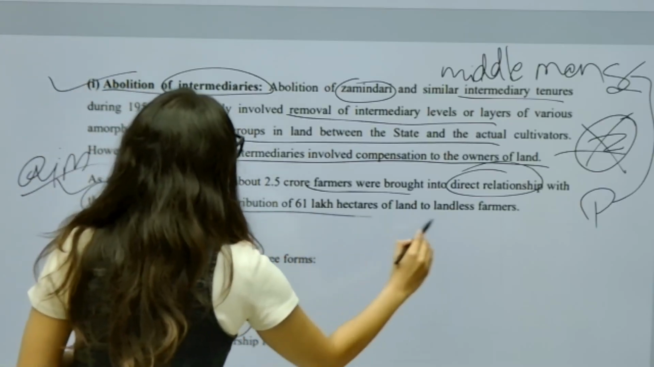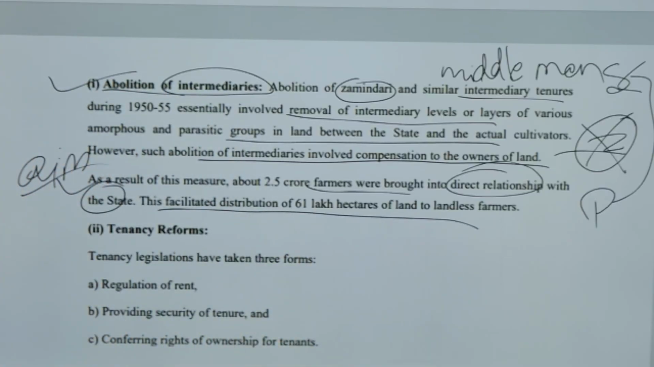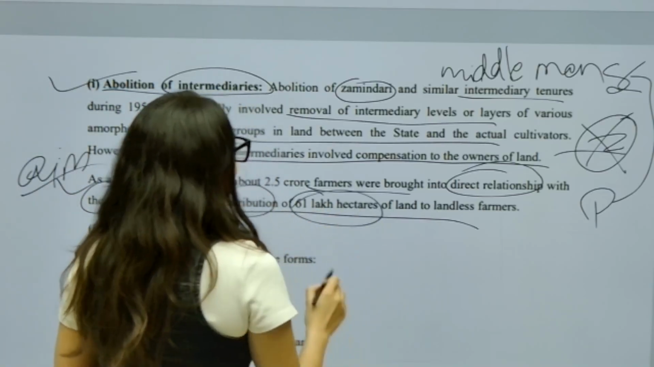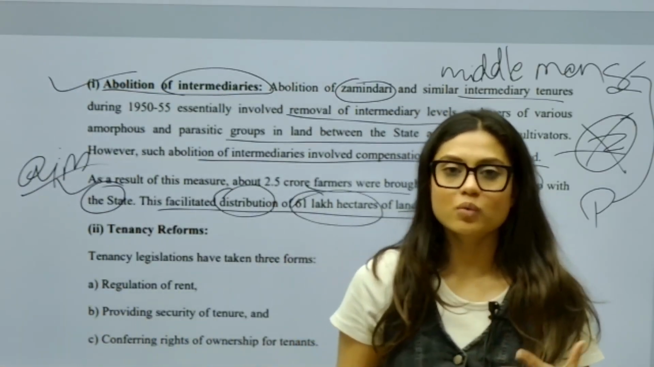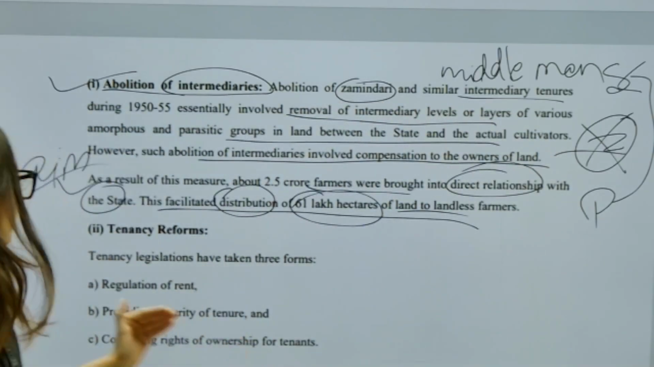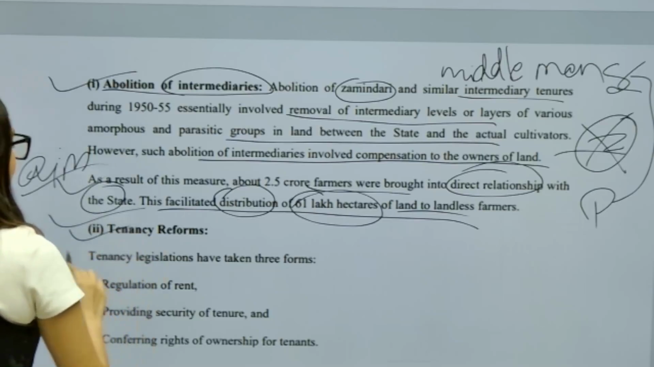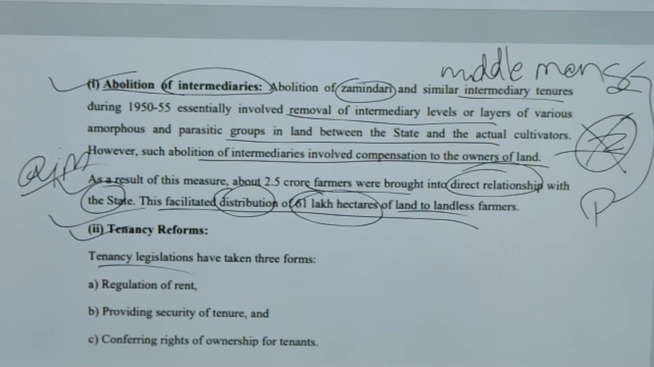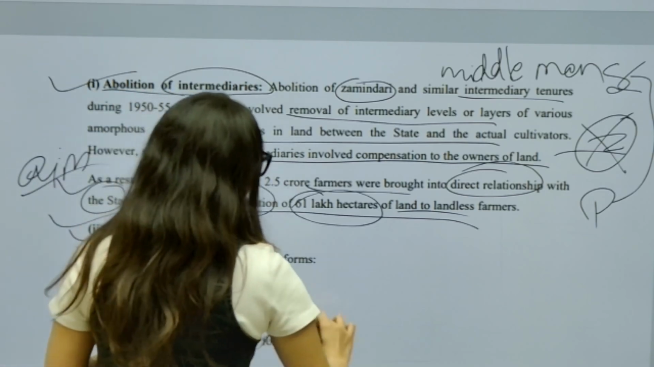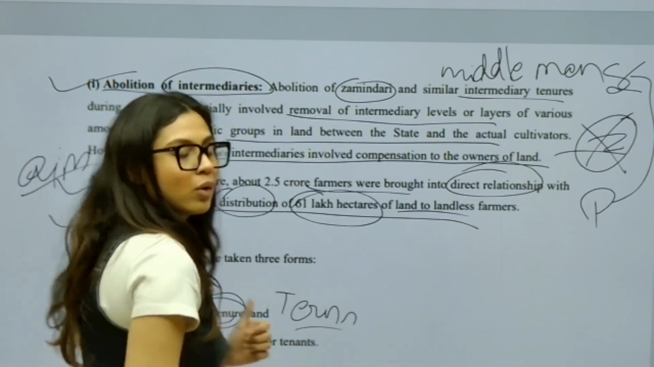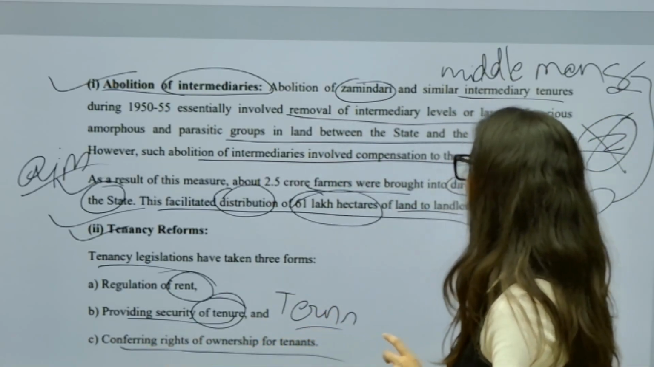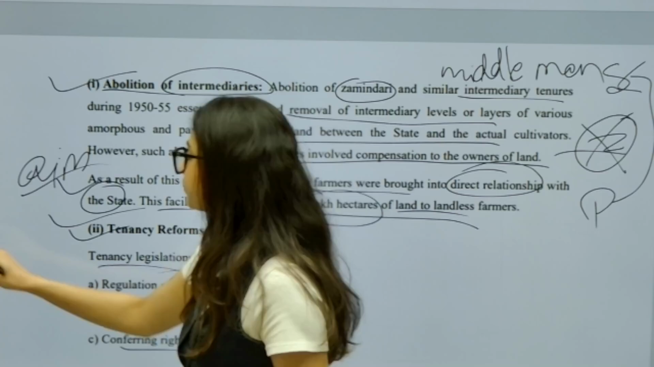This facilitated distribution of 61 lakh hectares of land to landless farmers, so that they can cultivate, they can produce, and then they can earn money and a livelihood. Then second was tenancy reforms. Tenancy legislation was divided into three: what will be the rent, the tenure, meaning from what period the land is given to you and how much rent was fixed, and conferring the rights of ownership on the tenants.